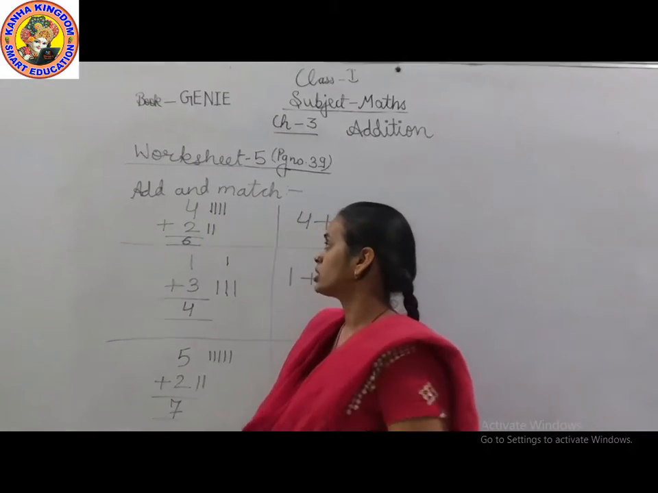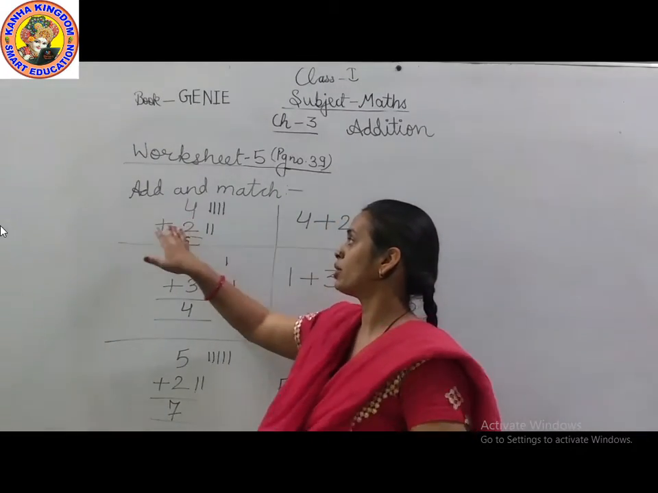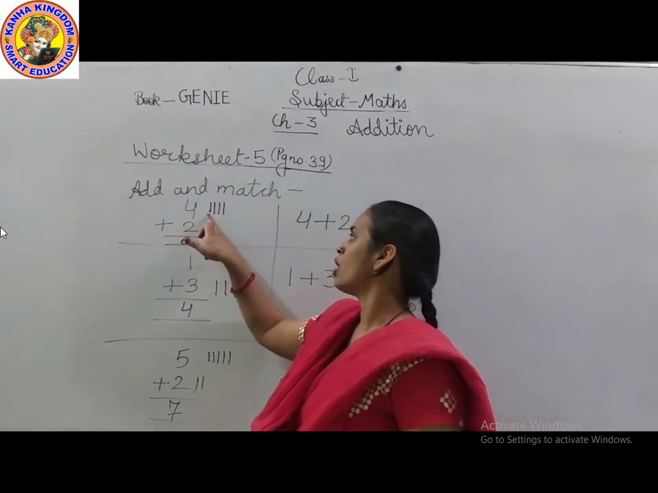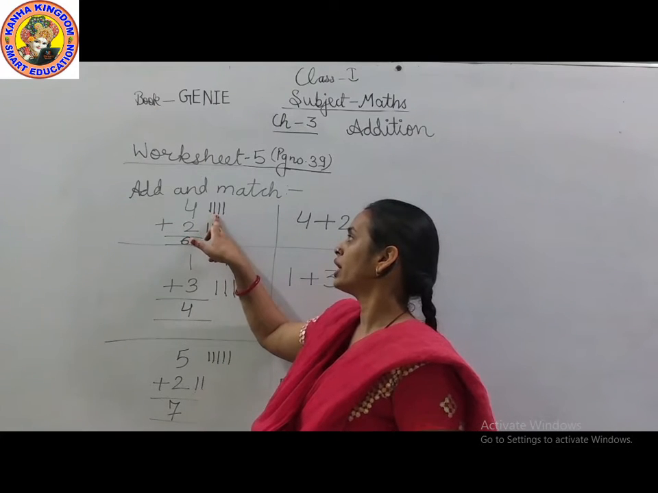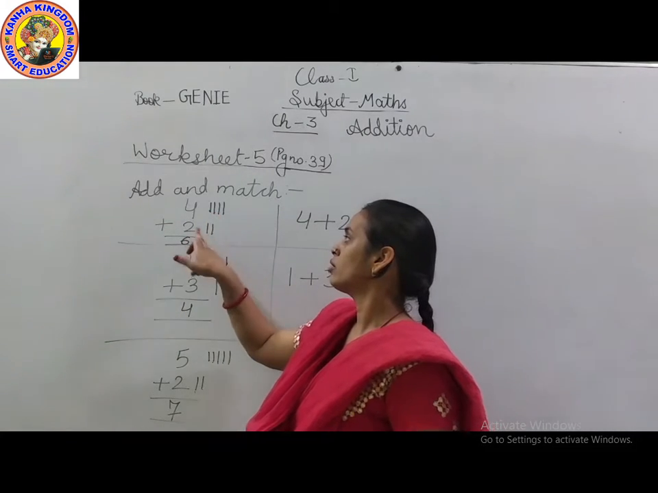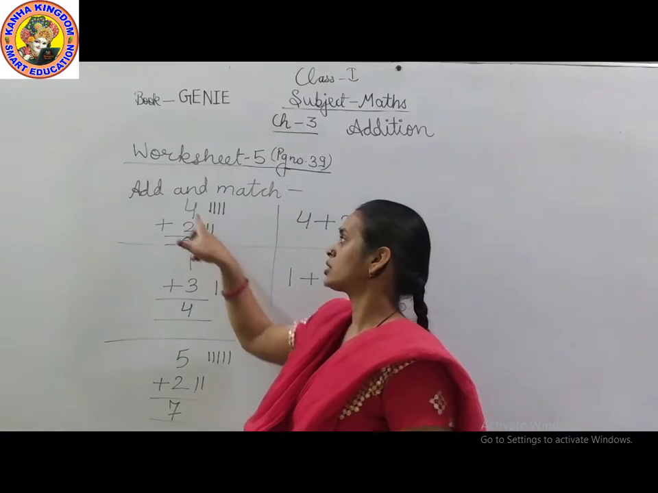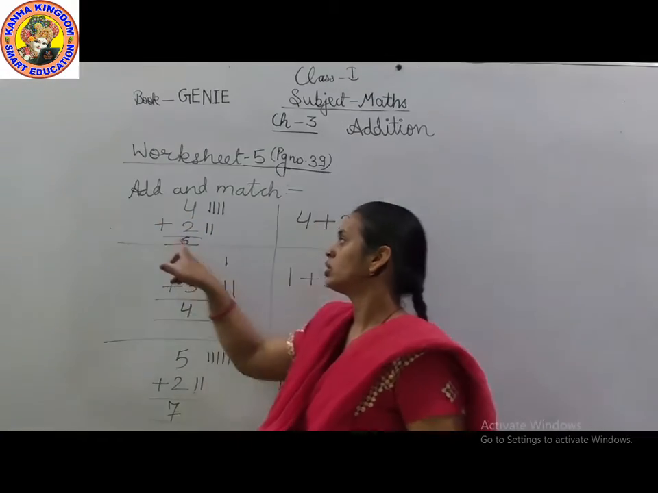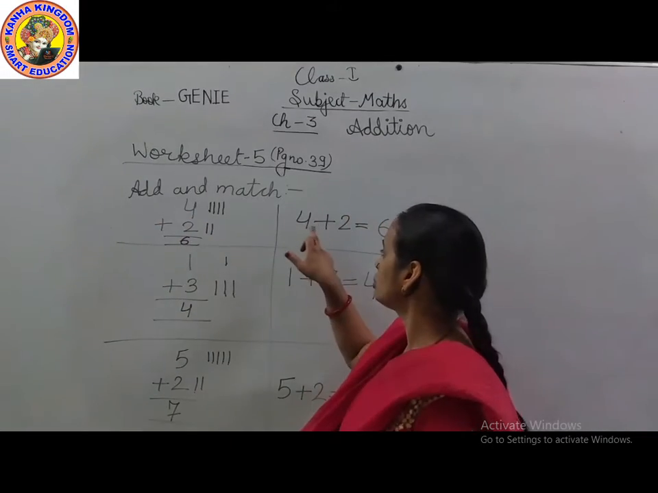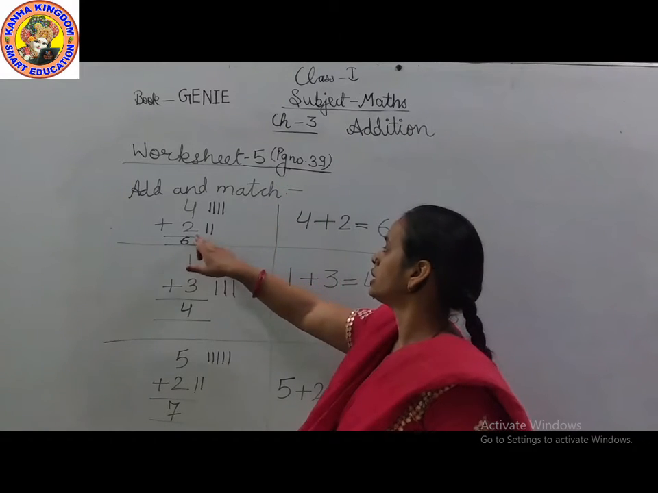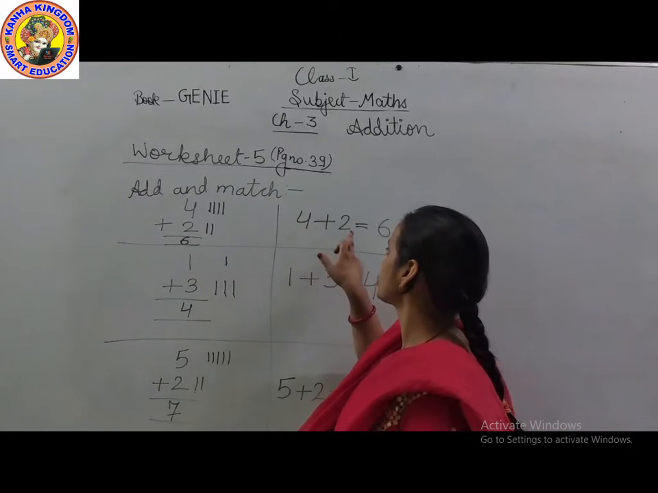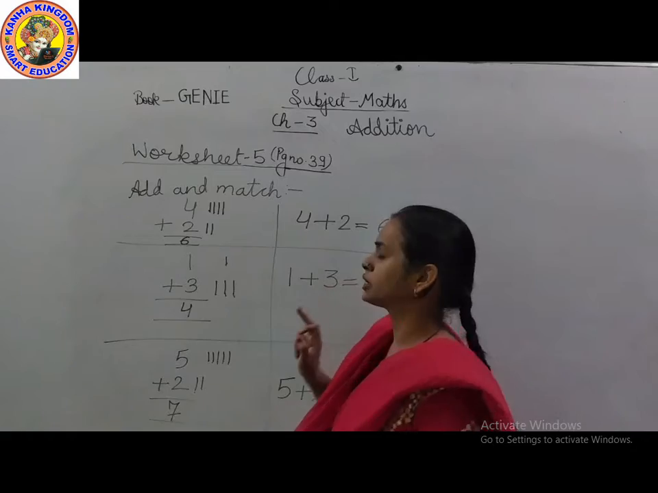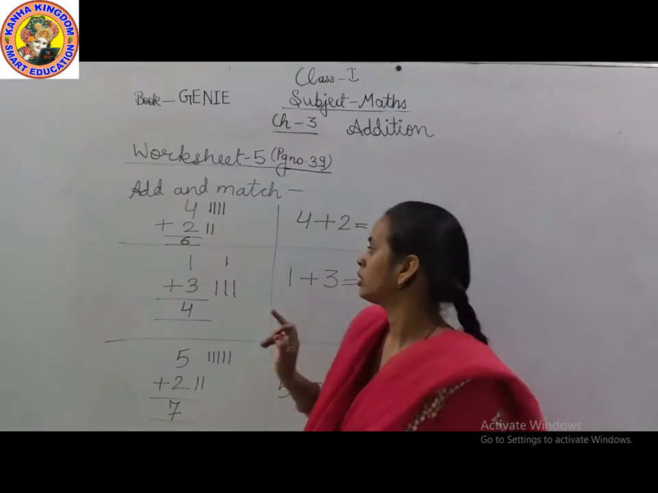4 plus 2. First question in your book is 4 plus 2. So 1, 2, 3, 4, 5, 6. So 4 plus 2 is 6. So match this from 4 plus 2 equals to 6 in second row.